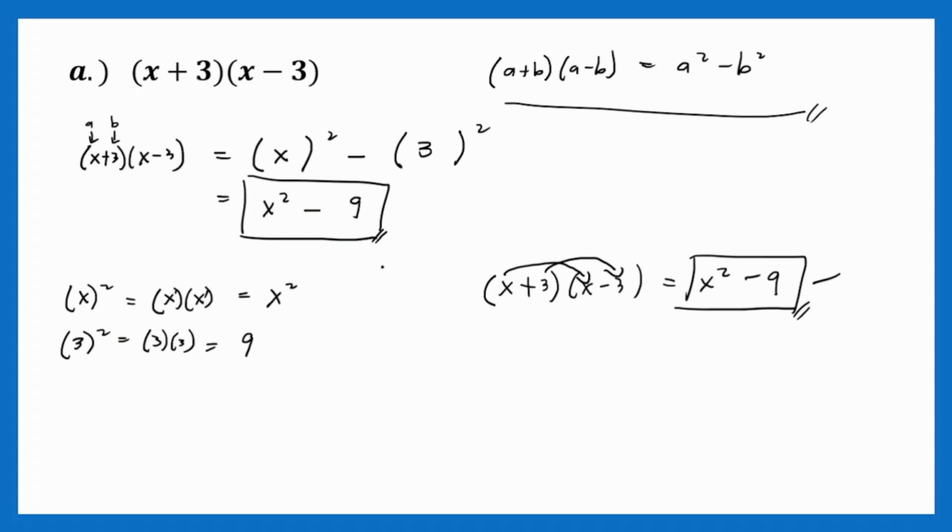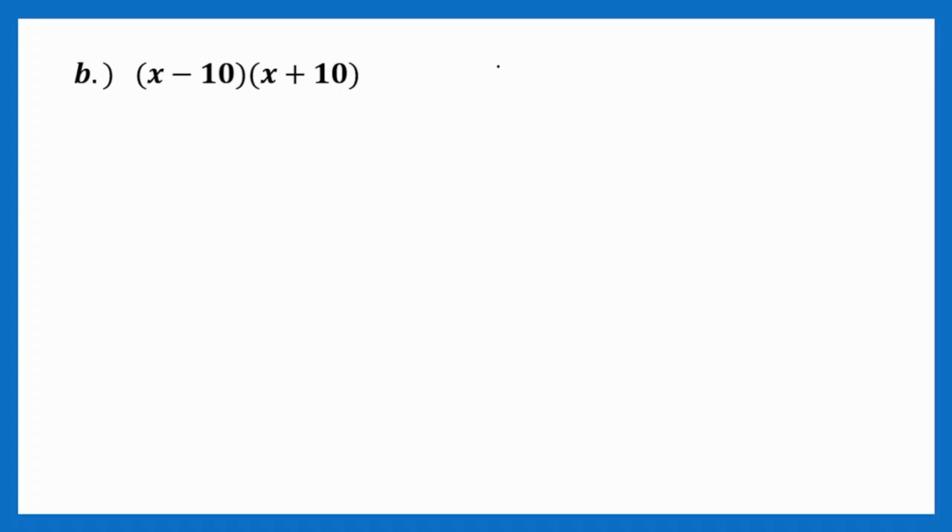Alright? Sige. So, let's have letter B. So, yung pattern natin, ganun pa din: A plus B, A minus B, is equal to A squared minus B squared. So, same pa rin yan, kahit hindi ito plus, hindi ito minus. Basta may plus, may minus, okay yan. Good ang ating condition. So that's x minus 10, x plus 10. Alright, label muna si A saka si B. So yung una is A, yung pangalawa is B. Alright? Sa una ka na mag-label. Kahit yung pangalawa, wag na.